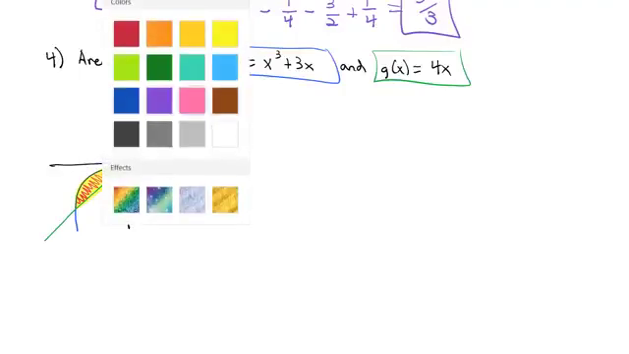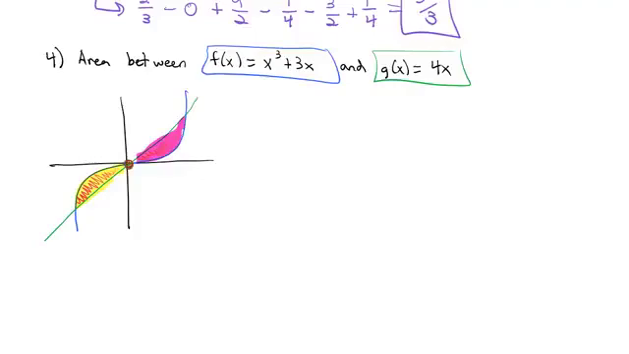We also need to know the intersection points. We have a pretty good idea that the first intersection point is 0, but for the other ones, we'll need to set the functions equal to each other. x cubed plus 3x equals 4x. Subtract 4x, we get x cubed minus x equals 0. Factor out an x, leaves behind x squared minus 1. Factor the difference of squares, we have x plus 1, x minus 1.